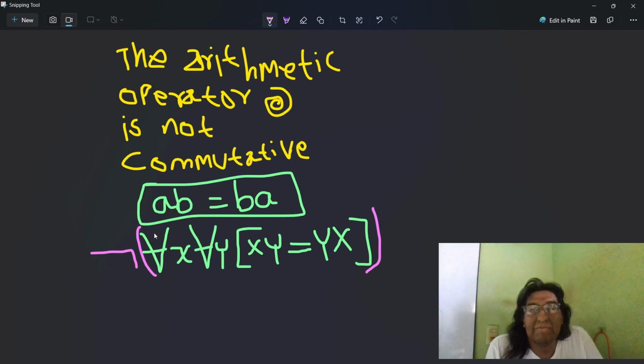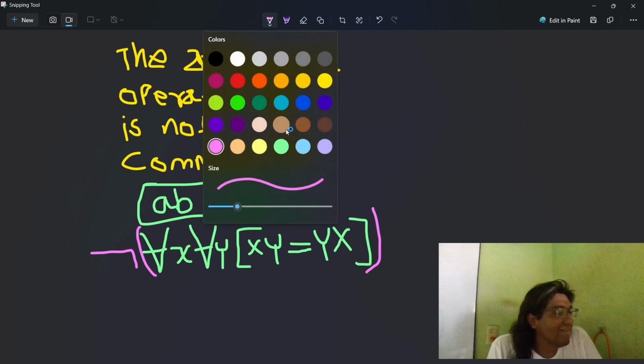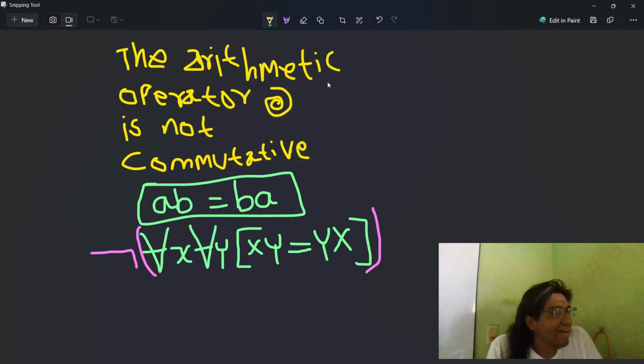If there is a statement saying that for every x there is something that is true, then you need to find one x in which this thing isn't true. So you will end with, let's use another color. If there is a statement true for every x, then if that's not true according to this negation, there will be an x from which this is not true.